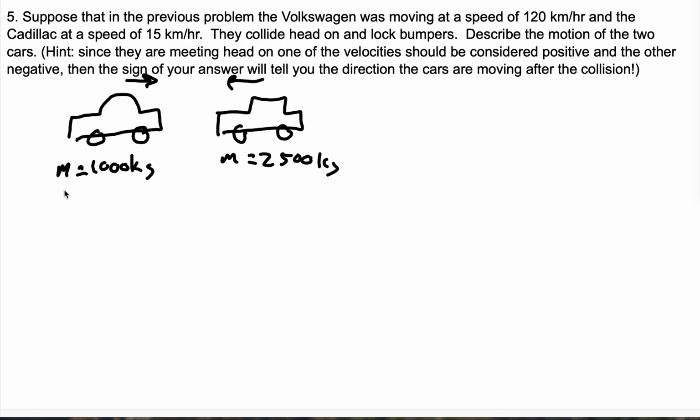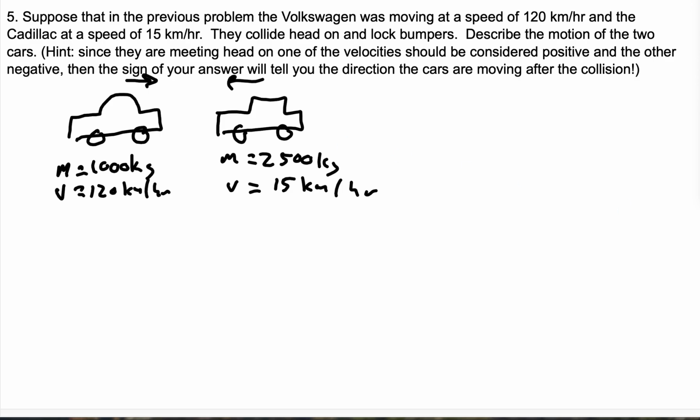Now the velocity of the Volkswagen is 120 kilometers per hour. The velocity of the Cadillac, 15 kilometers per hour. So he's going pretty fast, he's going pretty slow. I don't know whose fault this is, but they're heading towards each other. Now, we actually get to decide which one of these is positive and which one is negative. Does anybody have a preference, or do you want me to pick?